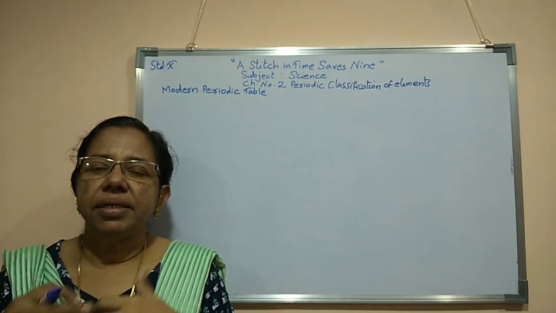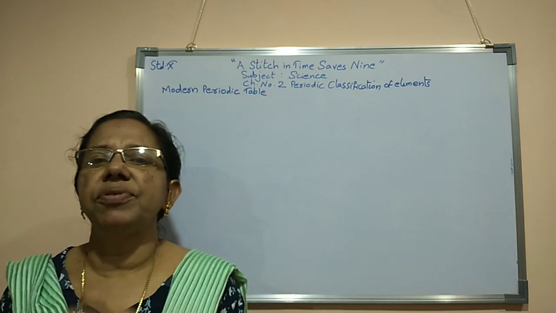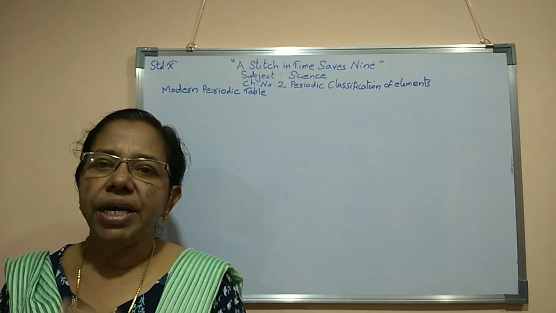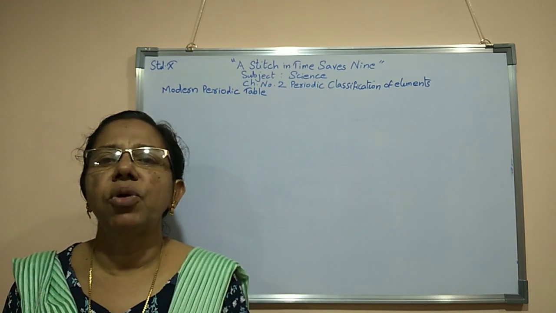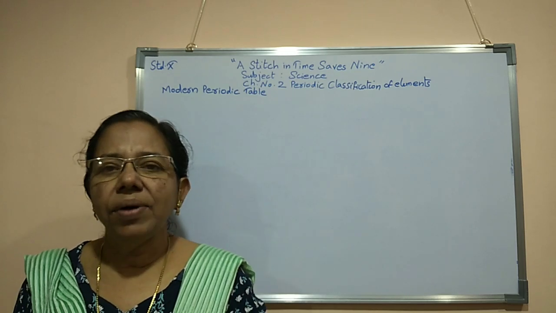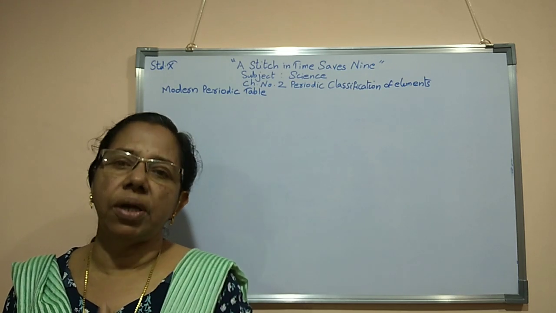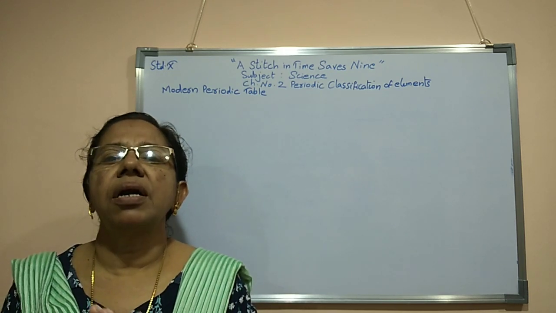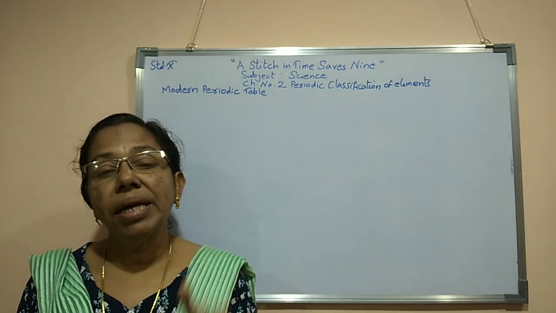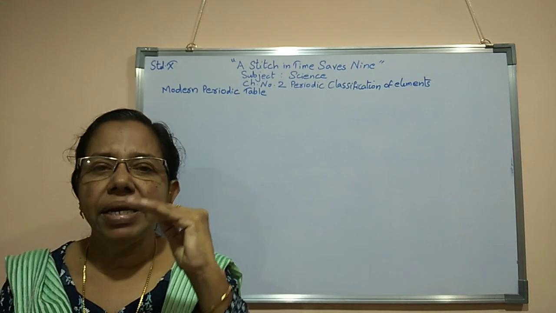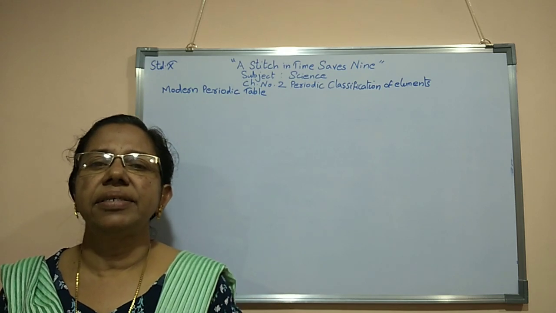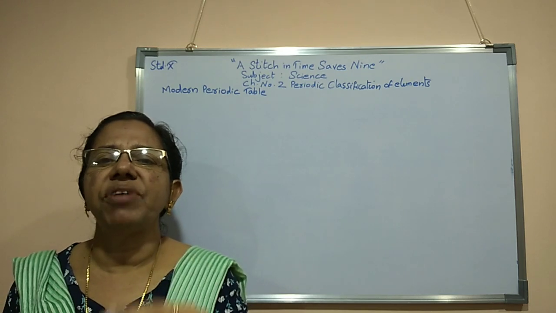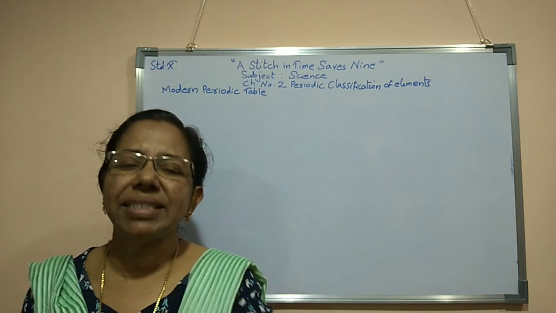He himself made a periodic law, and his periodic law is known as the modern periodic law. Now let us study what the modern periodic law is. The modern periodic law and Mendeleev's periodic law are not the same. What is Mendeleev's periodic law? Mendeleev's periodic law states that the properties of elements are the periodic functions of their atomic masses.